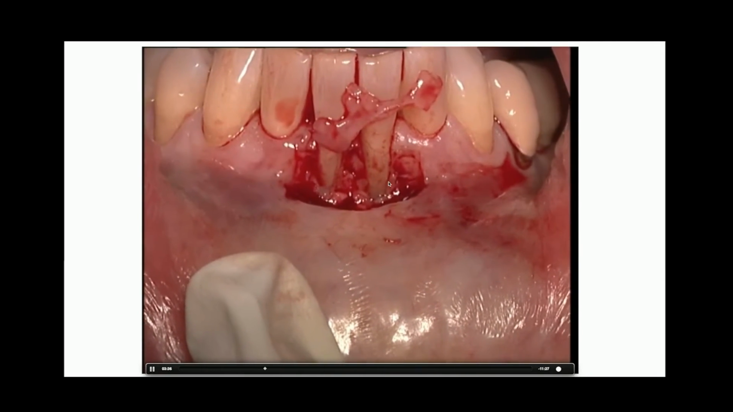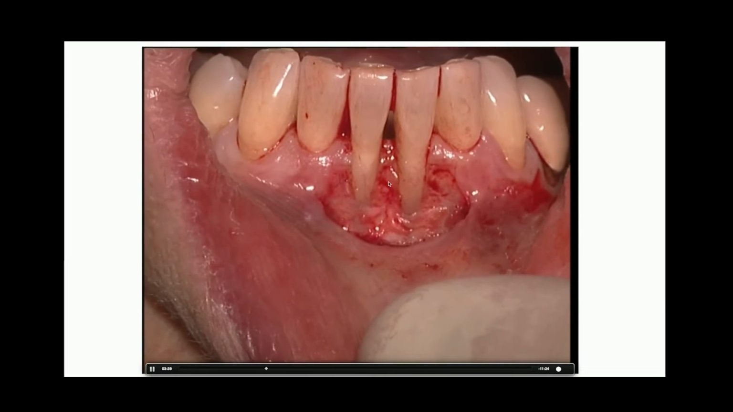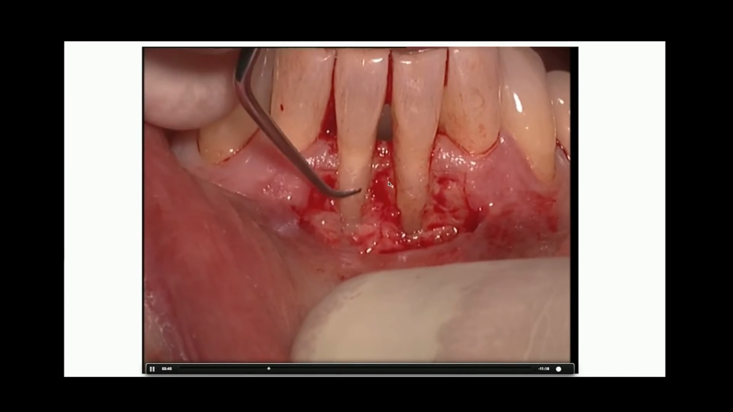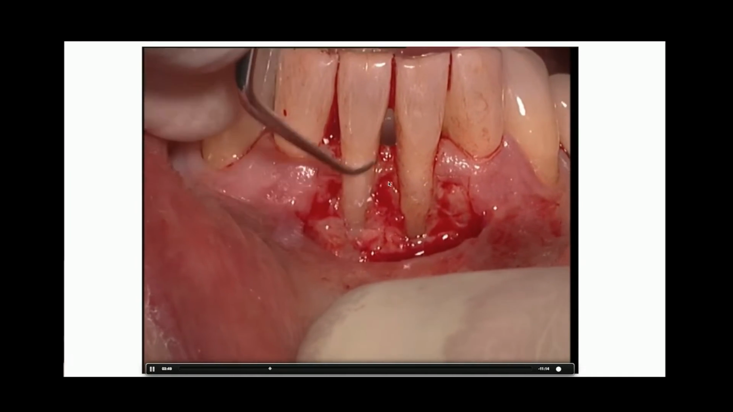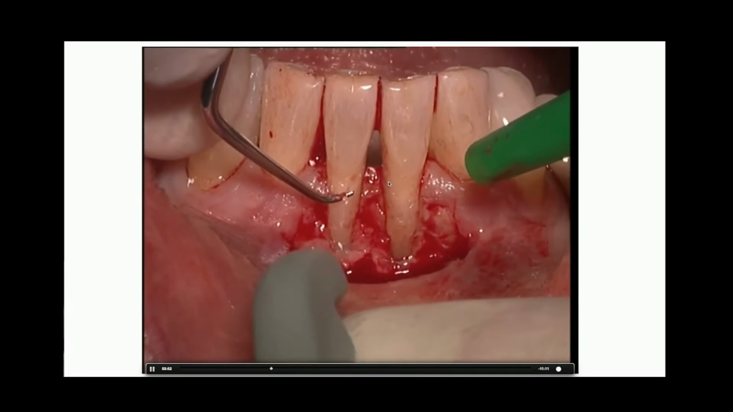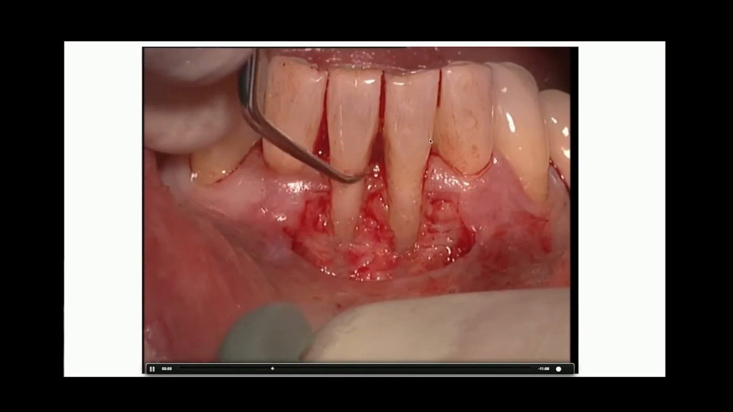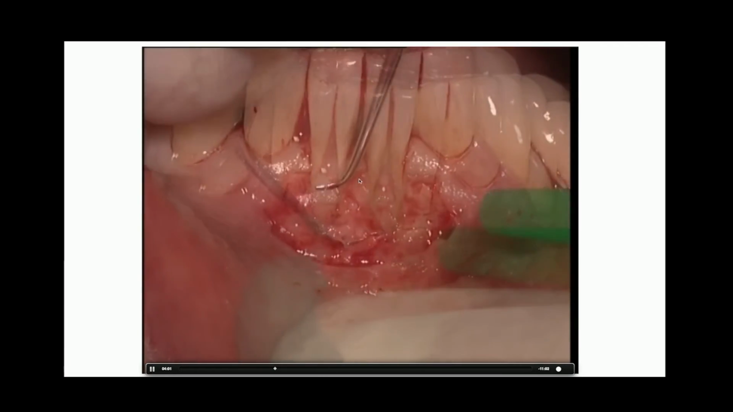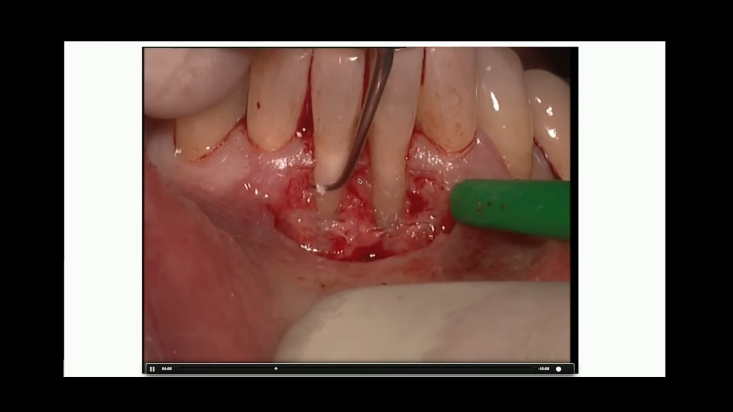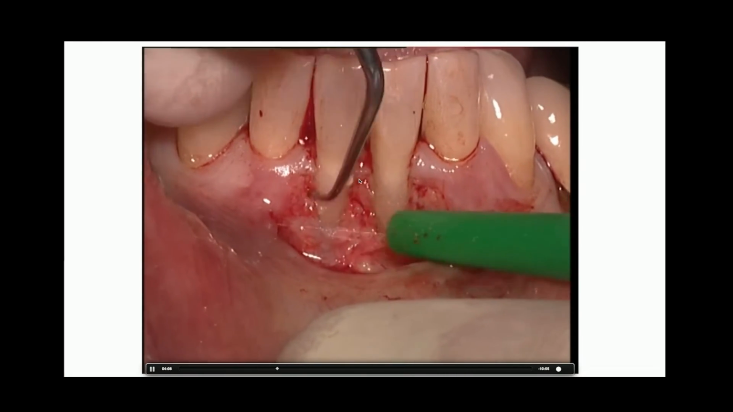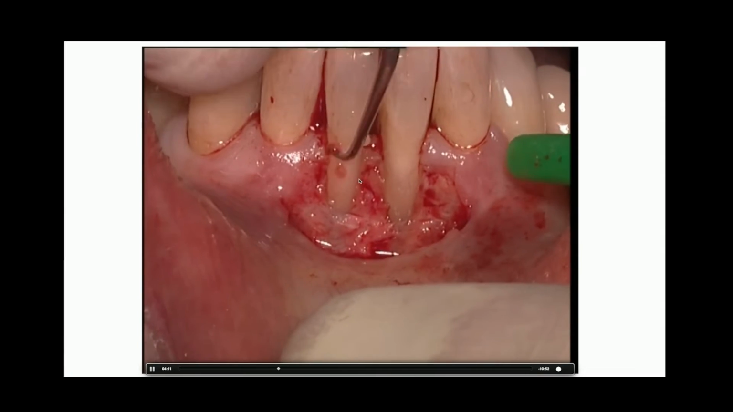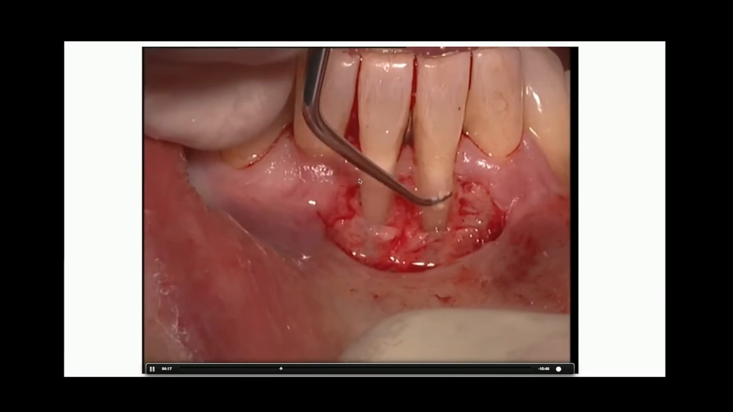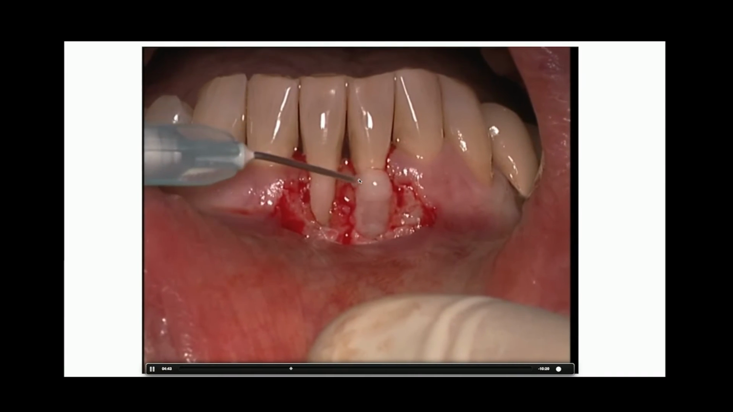And you can see the recipient bed is now ready. It's a very simple and easy technique, as you can see. I'm only going to instrument the root on the portion that will be covered with the free gingival graft. The most coronal portion of the root, this part here, which will not be covered, should not be planed, because otherwise the patient will definitely experience dentin hypersensitivity. And since I don't intend to try to cover it, there's absolutely no point in performing root planing on that area. Then we apply EDTA gel.